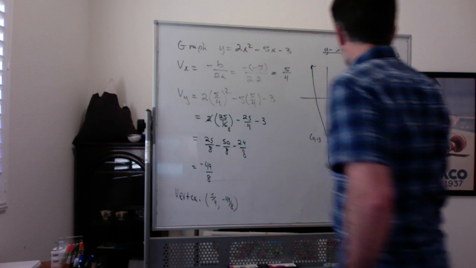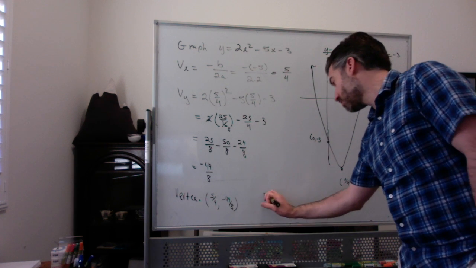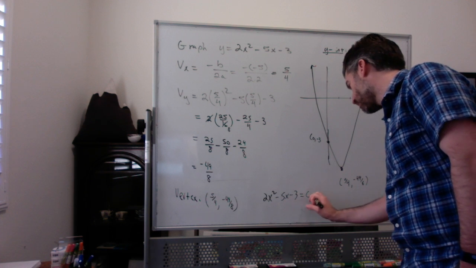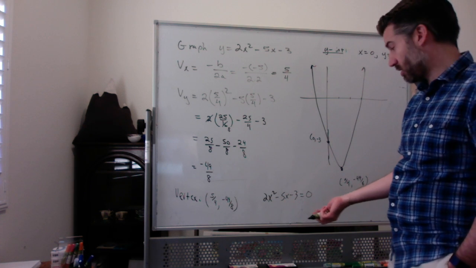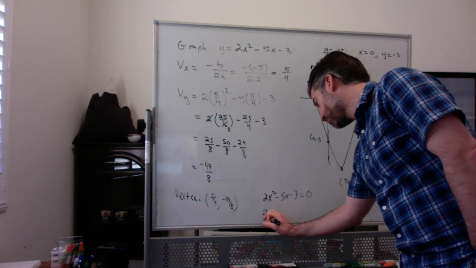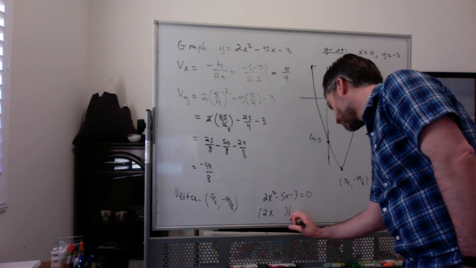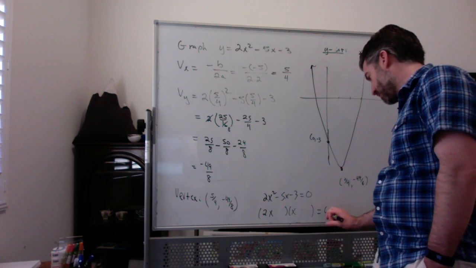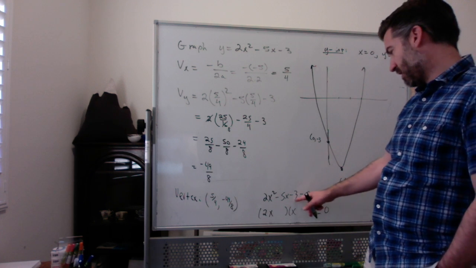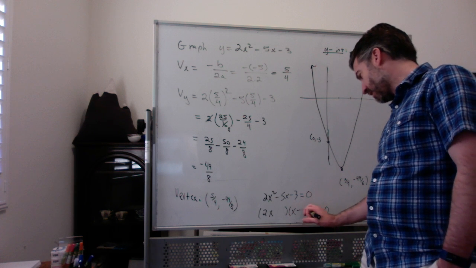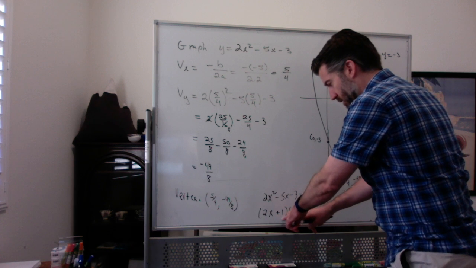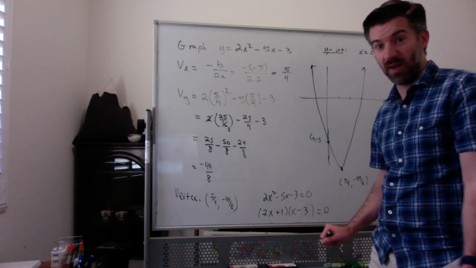So to find the x-intercepts, we're going to set this equal to 0: 2x squared minus 5x minus 3 equal to 0. There are many ways to factor this. I'm just going to factor it by guessing. 2x times x gives me 2x squared. I need to multiply the negative 3 and the positive 1 so that I get plus x minus 6x, which adds up to minus 5x.